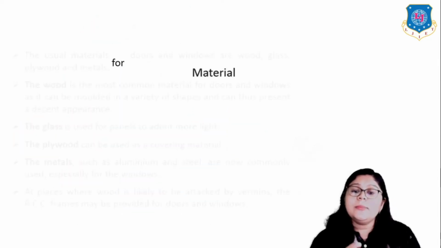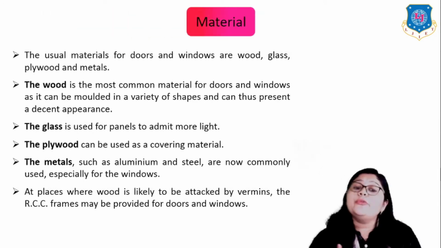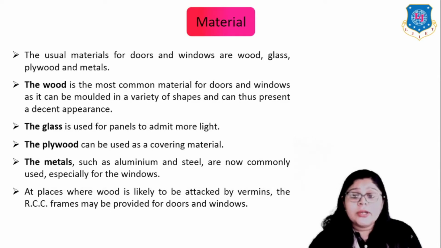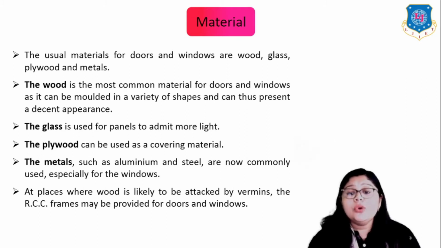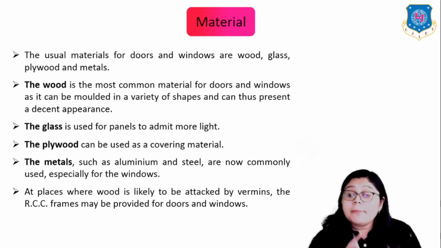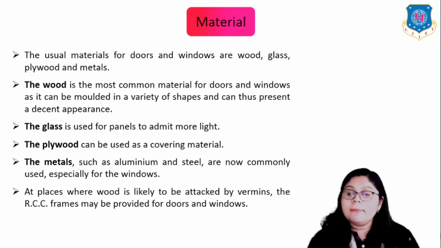Now let's move to the materials. The usual materials for doors and windows are wood, glass, plywood and metals. Wood is the most common material for doors and windows, as it can be molded in a variety of shapes and can thus present a decent appearance. Glass is used for panels to admit more light, and plywood can be used as a covering material. Metals such as aluminum and steel are now commonly used, especially for windows.